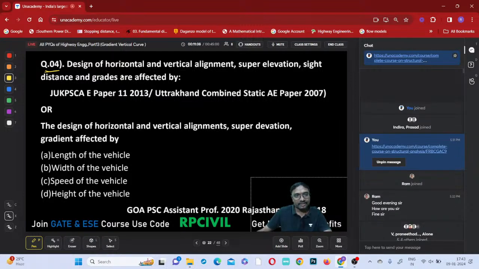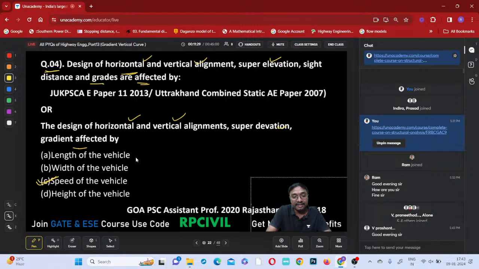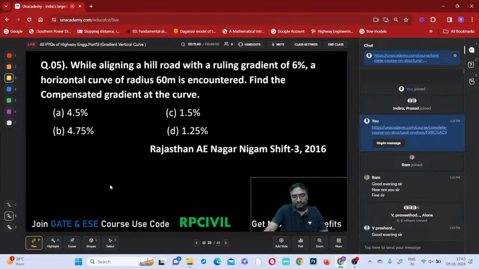Here, so what is that? The design of the horizontal curve, horizontal alignment, and super elevation, sight distance, gradients, everything is affected by which one? This is the speed of the vehicle only, no? Horizontal and vertical elements, super elevation and gradient, all these are definitely affected by the speed of the vehicle, right? Because speed only will decide major geometric design portions. Right. Next, fifth question.